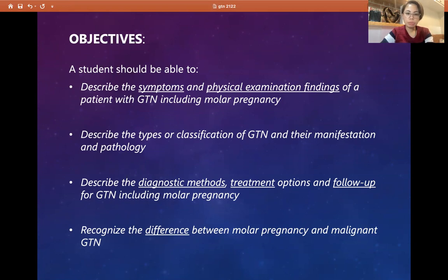And of course, we should be able to, third, describe the diagnostic methods, treatment options, and follow-up, and recognize the difference between the gestational trophoblastic diseases, specifically molar pregnancy and gestational trophoblastic neoplasia.